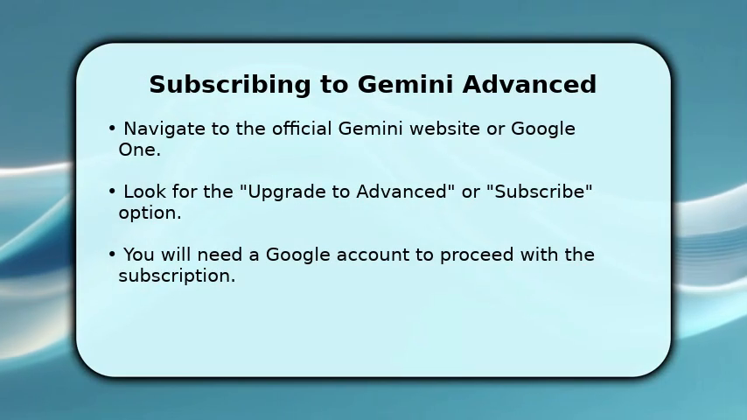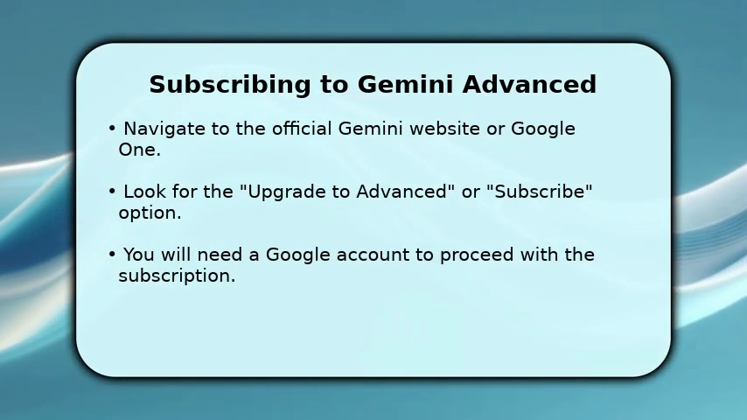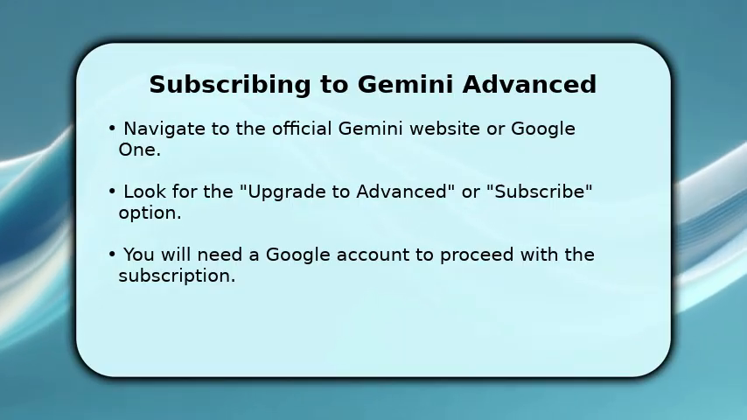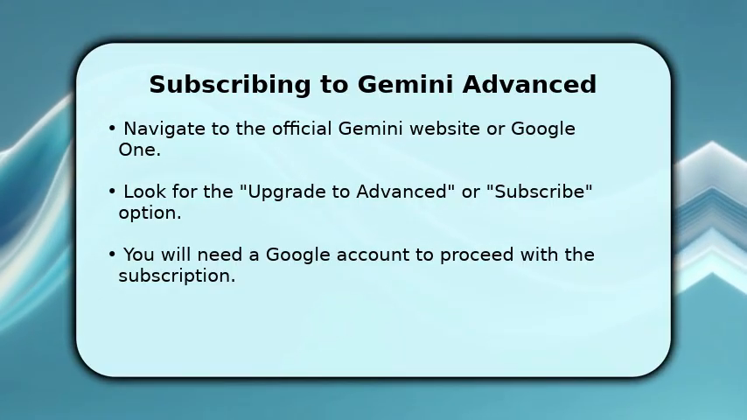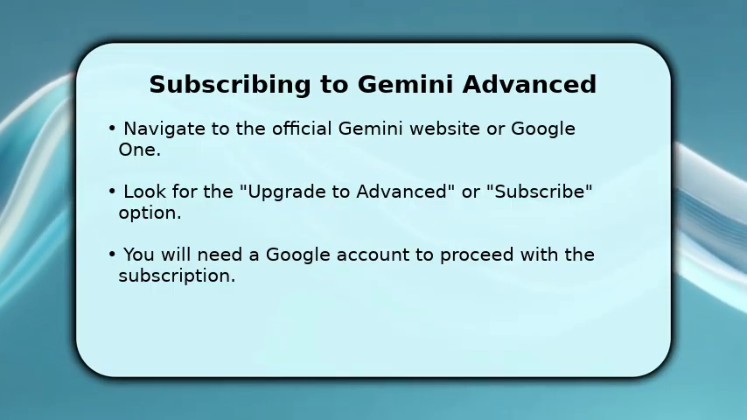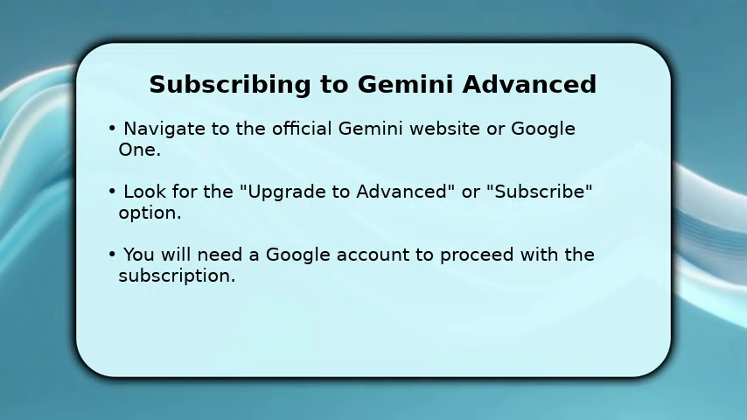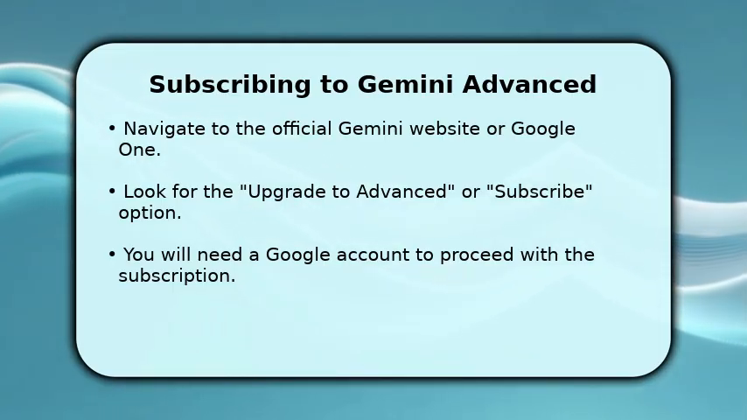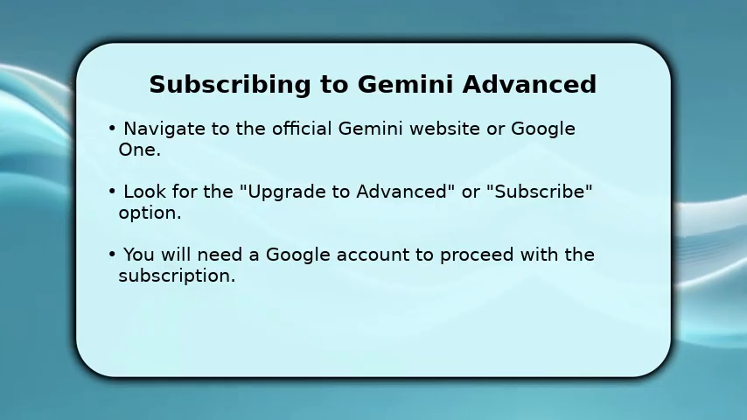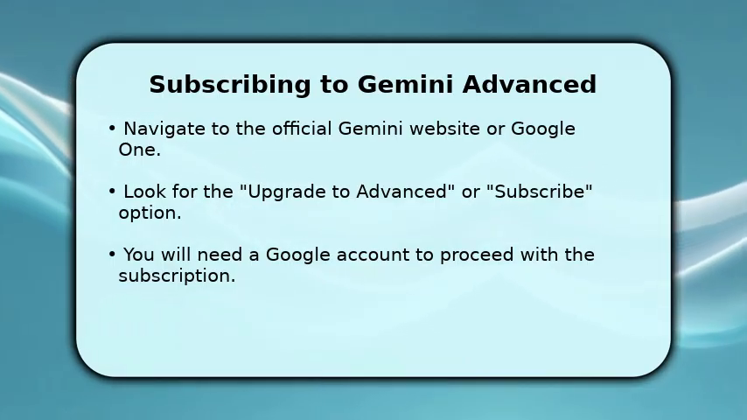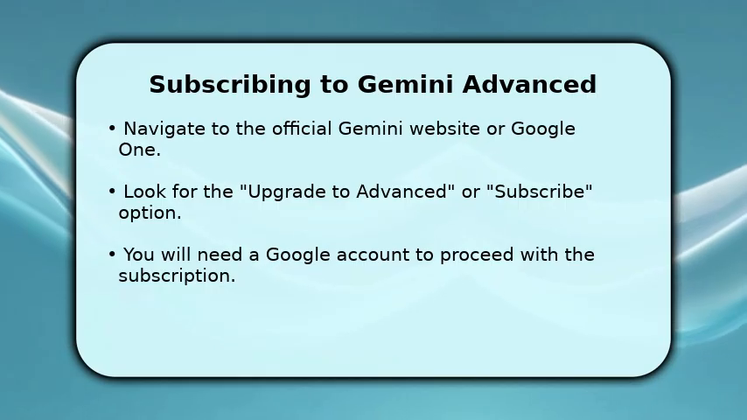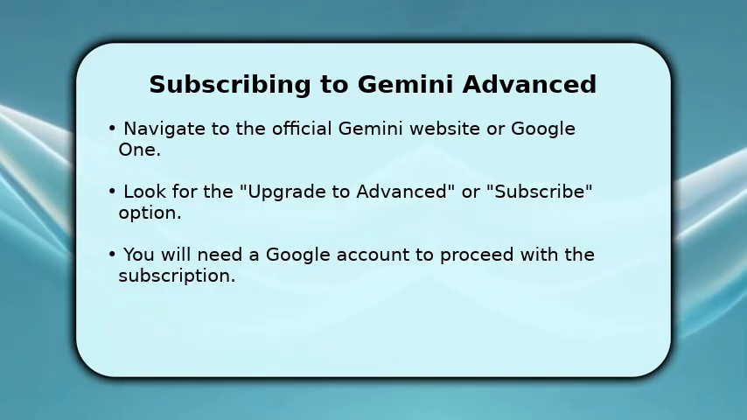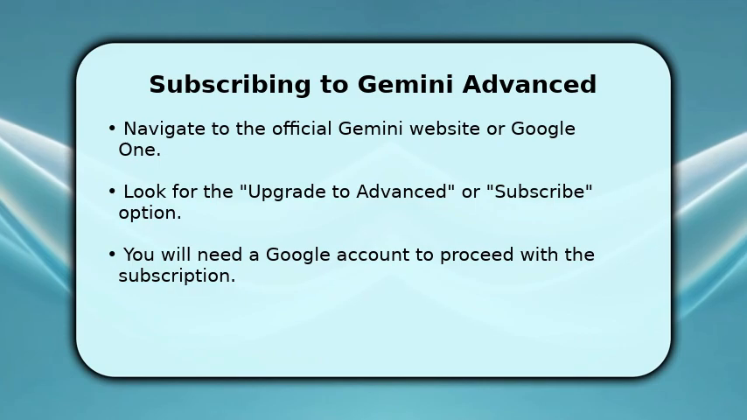To subscribe, begin by visiting the official Gemini website or accessing it through your Google One account. Locate the clear option to upgrade to Advanced or Subscribe. You'll need to be logged into your Google account to continue. Carefully review the subscription details, including the monthly cost, which is typically around $19.99 after any trial period. Ensure you understand the features included before proceeding to the next step.